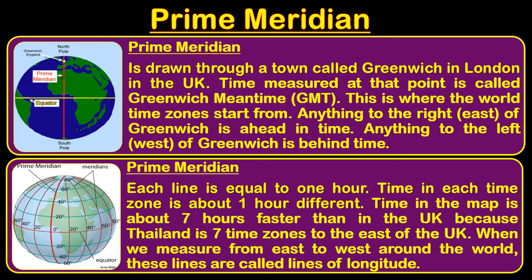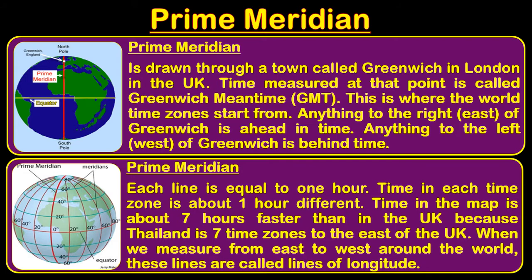Next topic is about prime meridian. Class, what is prime meridian? So prime meridian is drawn through a town called Greenwich in London in the UK. Time measured at that point is called Greenwich Mean Time or GMT. This is where the world time zones start from.